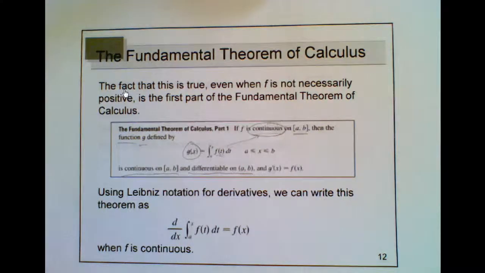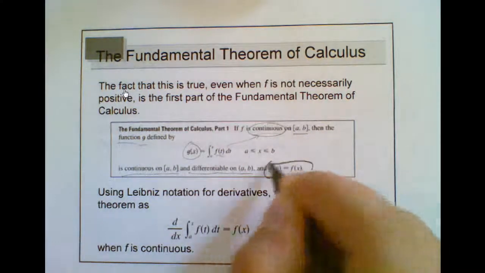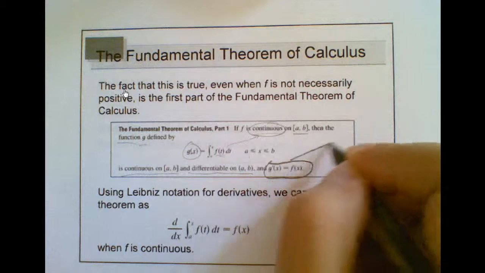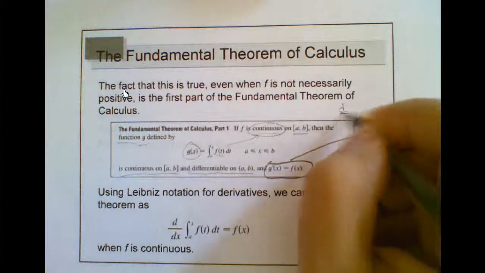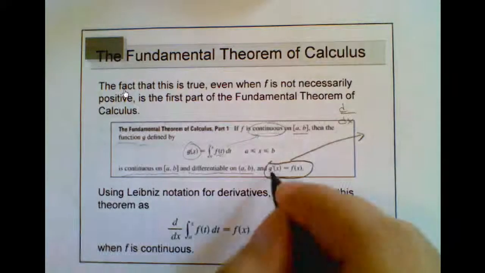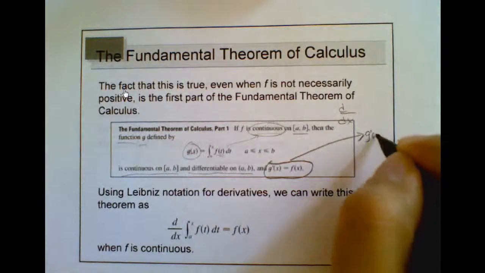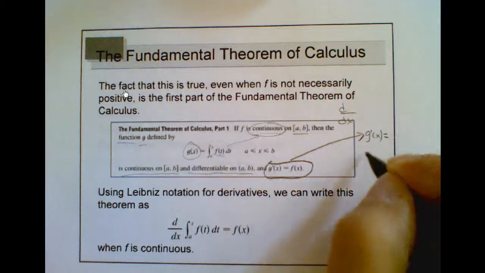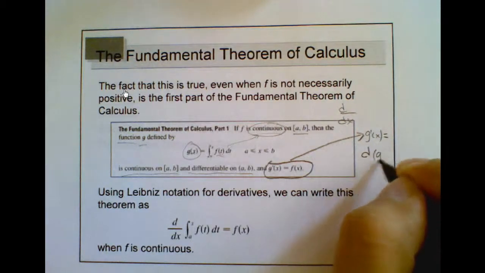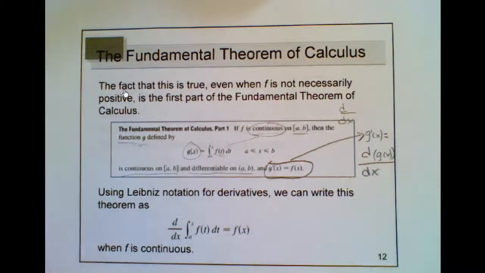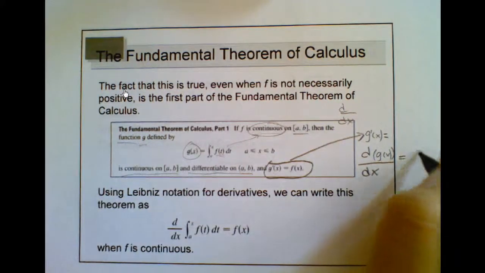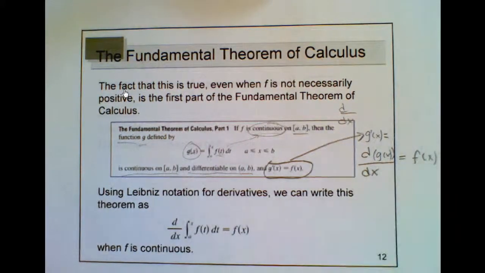Now, I'm going to take this statement and write it using Leibniz notation. Leibniz notation is the one that invented d over dx. So remember, g prime of x is just the same as d of g(x) over dx, right? And that is saying that it's the same as the function f of x.